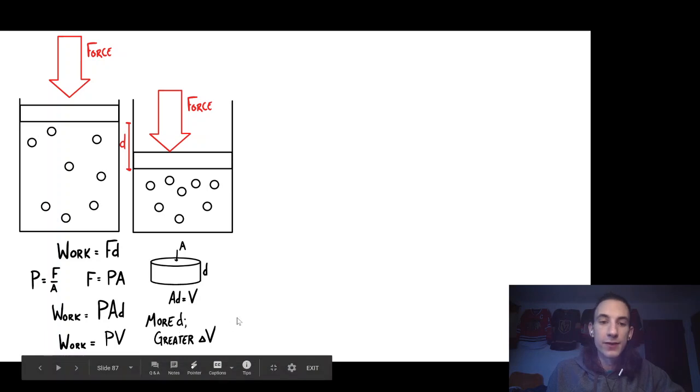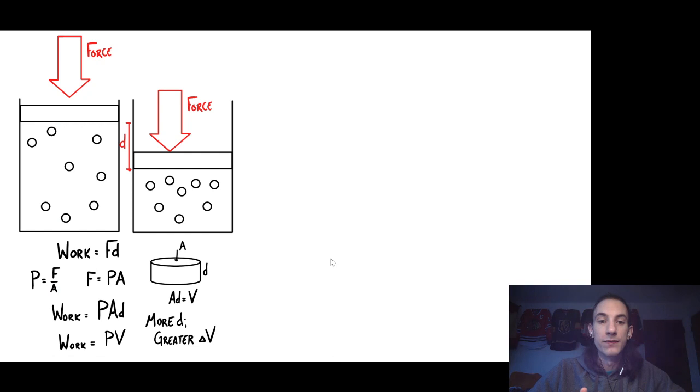If we have a greater displacement, we're going to have a greater change in volume, and we're going to have more work. If we have to squish it a lot more, we're doing more work on the system.